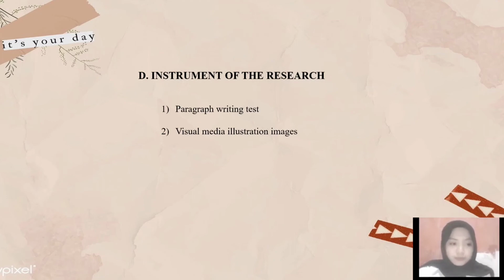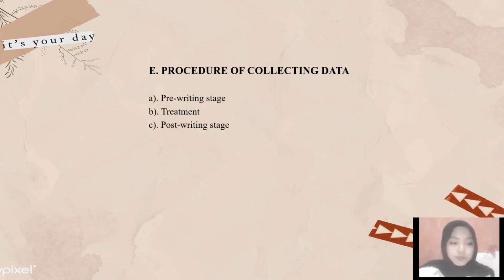And next is the procedure of collecting data. Writing is a series of activities that occur and involve several phases, namely pre-writing, writing, and post-writing phases. The following is an explanation of the phases or stages in writing.